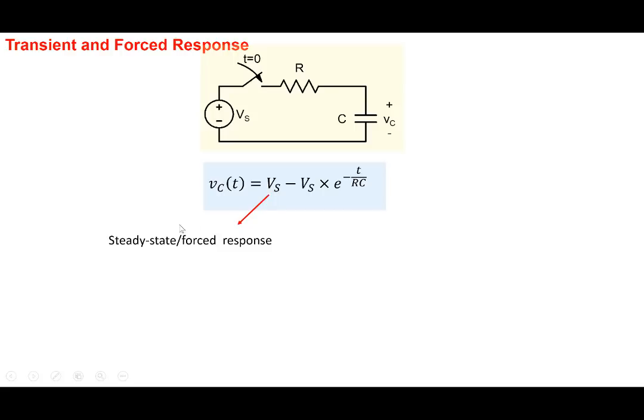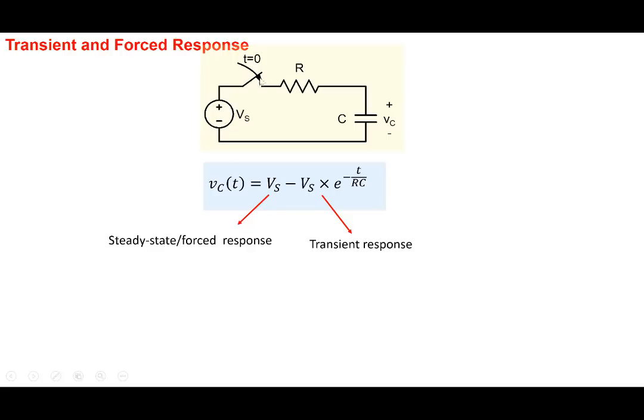One is what we call the steady state or the forced response. So the idea is that for any circuit that you take, when you switch on a voltage, there would be a transient response. The circuit would take some time to settle down, and then there would be a steady state response. In this case, for example, Vs is a constant voltage.